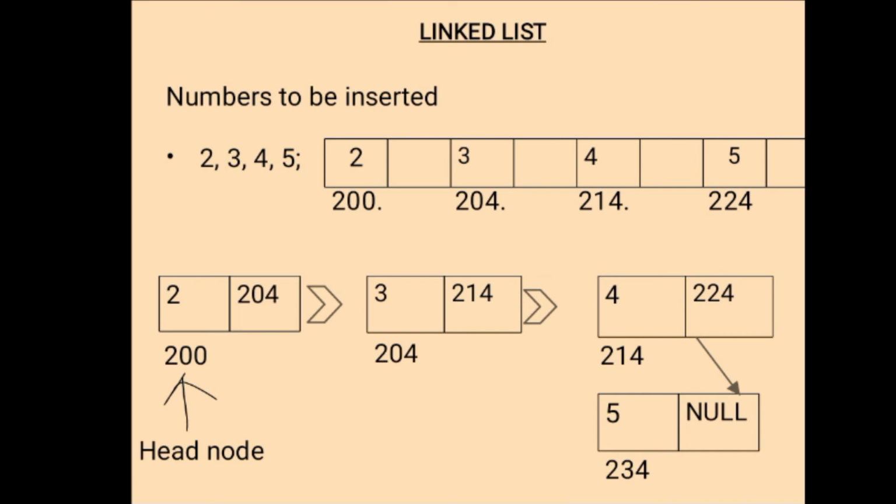So what is done here, in the 200 memory address, in the first part 2 is stored and in the second part 204, the memory address of the next node, is stored. Similarly, the 3 is stored in the 204 location, and 214, the address of the next node, is stored here. So these all nodes are connected with each other through a link. That's why it is called a linked list.